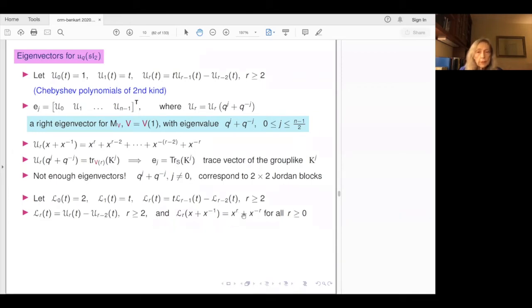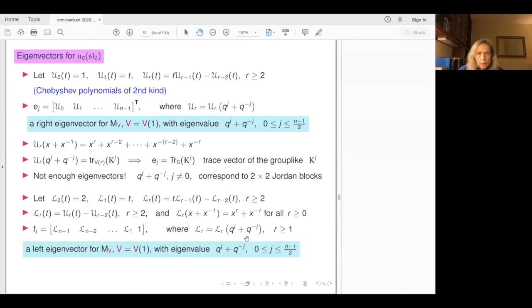For r equals 0, it's clear because that's this 2. And for r equals 1, it's just t is t. Okay. So that's quite useful in working with these left eigenvectors. And in fact, the left eigenvectors are just these row vectors where you plug in these L's. So this is a left eigenvector for the Markov matrix with eigenvalue q^j plus q^{-j}. Are there any questions? Anybody like to ask a question?